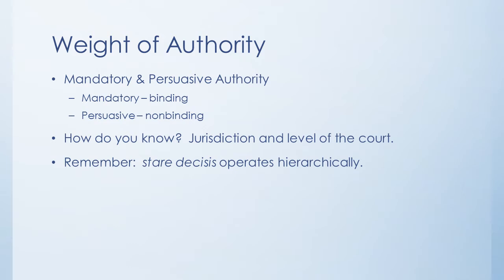So one of the biggest questions is, there are so many cases out there, how do I know which one to use? Well, there's a weight of authority that needs to be recognized. Mandatory authority is binding, that is, you must follow what the court holds. Then there's persuasive authority, which is non-binding. So what does that mean? Well, you don't have to follow what the court says, but you may want to use it to persuade a judge to follow that same line of reasoning.